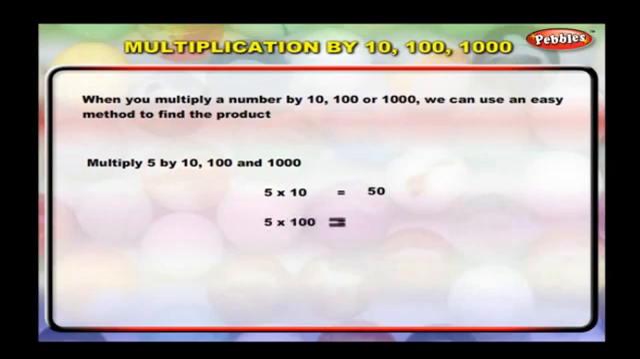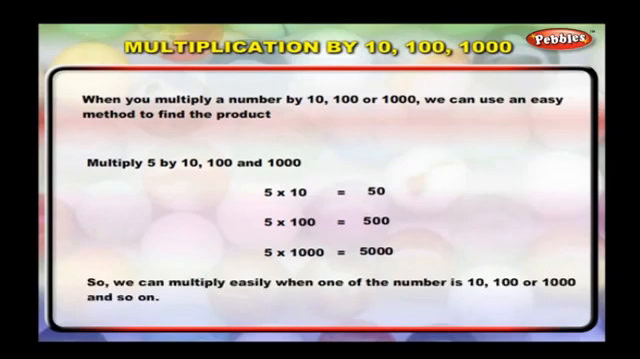5 into 100 is equal to 500. Take the 2 zeros from 100 to the right of 5 and we get the product 500. 5 into 1000 is equal to 5000. Take the 3 zeros from 1000 to the right of 5 to get the product 5000. So, we can multiply easily when one of the numbers is 10, 100 or 1000 and so on.